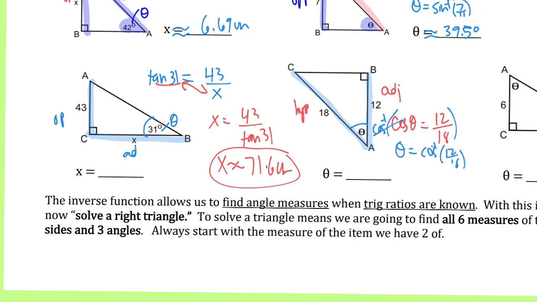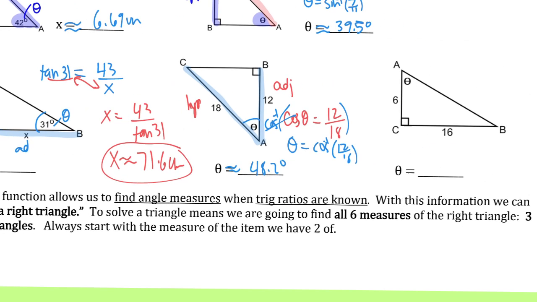Type inverse cosine, 12 divided by 18, close the parenthesis. Okay, your answer should be about 48.2 degrees. Check and see. Is your calculator working right? Is it misbehaving? How are you doing?